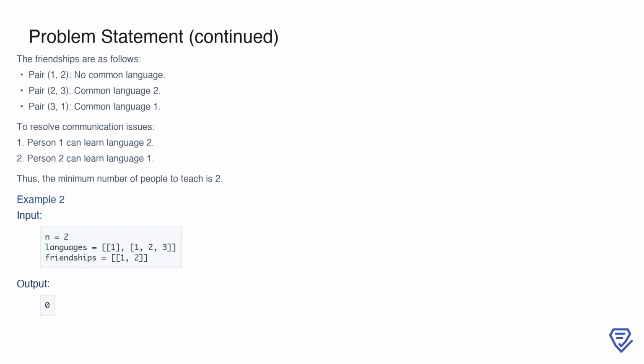Breaking this example down further, we examine the friendships one by one. For the pair 1, 2, person 1 and person 2 do not share a common language, so they cannot communicate directly. For the pair 2, 3, both individuals share language 2, so no additional learning is needed. Similarly, for the pair 3, 1, both share language 1, so they can communicate. To resolve the communication gap between person 1 and person 2, we have two options: either person 1 learns language 2, or person 2 learns language 1. Either way, two people need to learn a new language in total to ensure all friendships have a common language. This is why the output is 2.